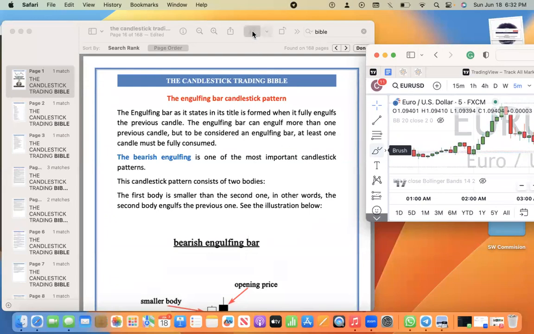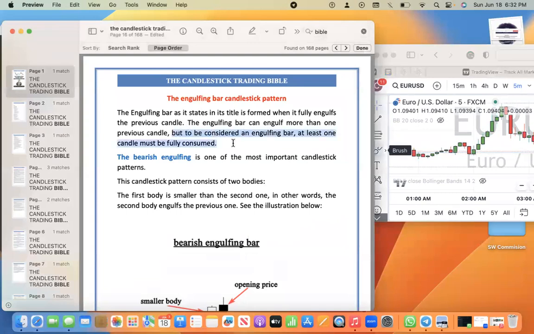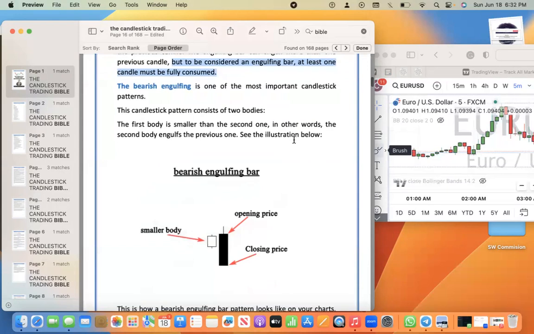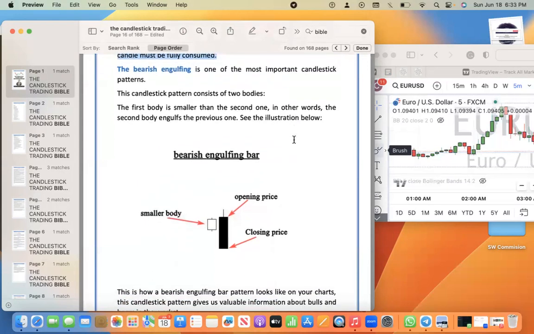Right? And this is the important part. Let me highlight it for y'all. But to be considered an engulfing bar, at least one candle must be fully consumed. That is so important. But you're going to see it, and you can't unsee it. That's what I love about candles. Once you see it, you cannot unsee it.